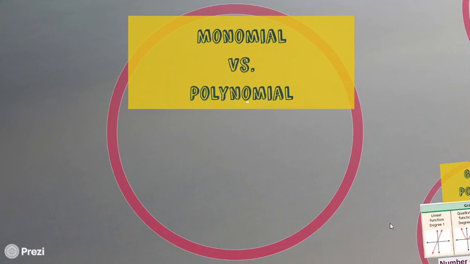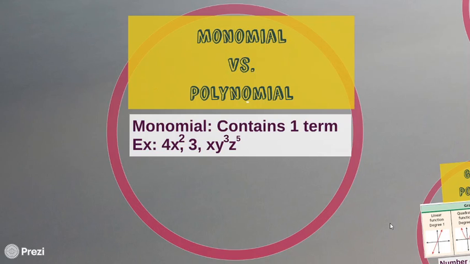Guys, so there's two types of things we need to talk about, one of which is a monomial and one of which is a polynomial. So, a monomial, if you think of the prefix mono, that means one. Okay, so a monomial is an expression that contains only one term. Now, terms are separated by addition and subtraction symbols.